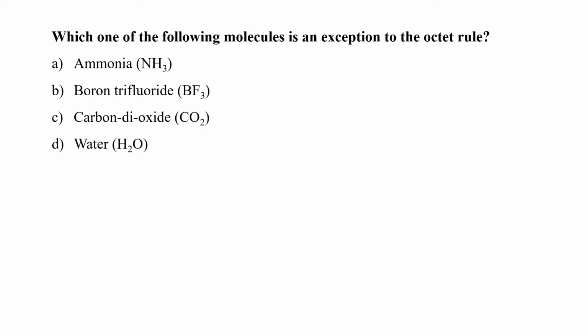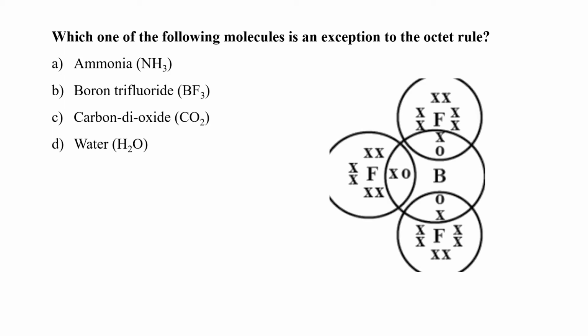Our next question is, which one of the following molecules is an exception to the octet rule? Now there are three general exceptions to the octet rule. Molecules with an odd number of electrons, such as nitric oxide; molecules in which one or more atoms possess more than 8 electrons, for example SF6. And the third exception is molecules such as BCl3 in which one or more atoms possess less than 8 electrons. The two elements that most commonly fail to complete an octet are boron and aluminium.